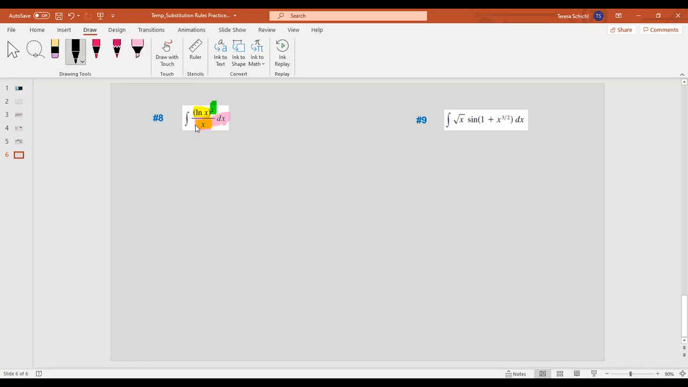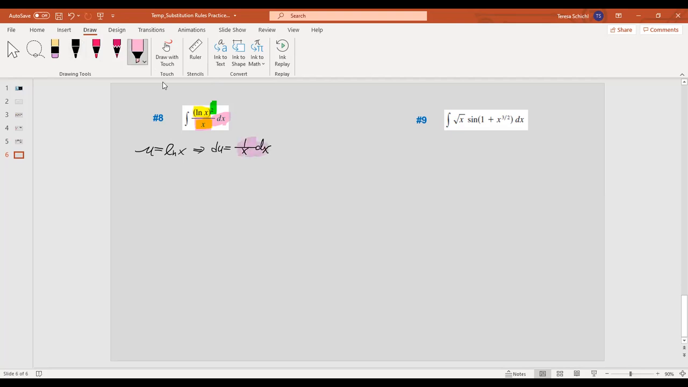So now my challenge is, let's see if I can match this or not. So I said, what is my u? u is equal to the natural log x. Then I take the derivative of both sides. So what is the derivative of natural log x? It's 1 over x dx. Oh boy, it matches.